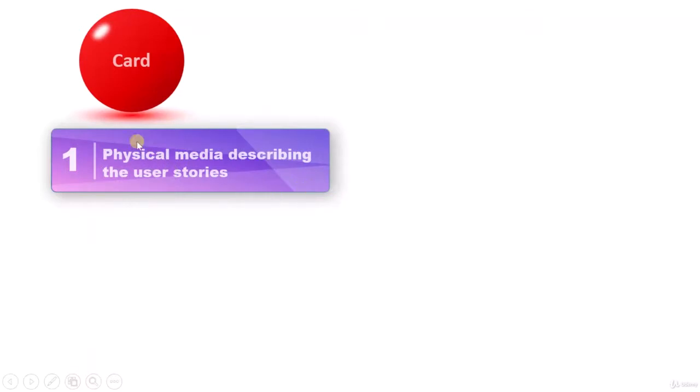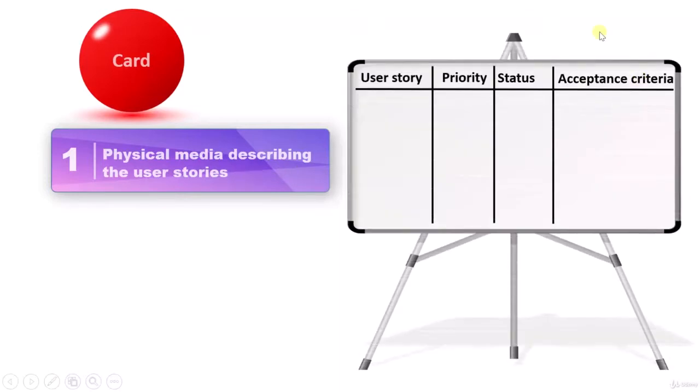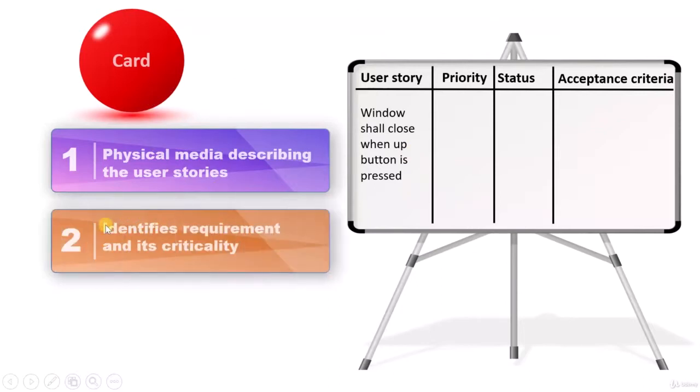So the first one is card. Card is nothing but a physical media describing the user stories. So this card can be called a physical media where we will describe the user story. For example, suppose this is the user story: window shall close when up button is pressed. For this user story, we have to identify the requirement and its criticality, which is shown by this priority here. We can have different types of priorities like high, medium, low, and any other type depending upon the organization. And then we can have different statuses also, like open, started, analyzed, done.